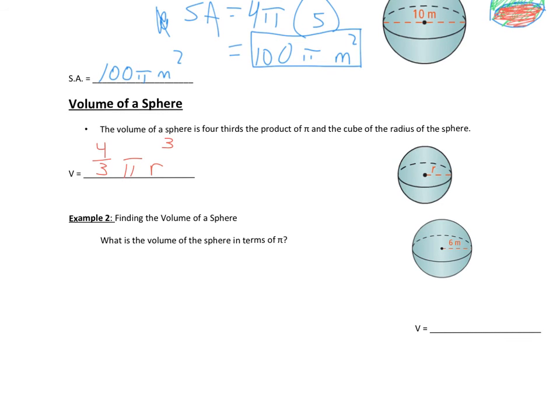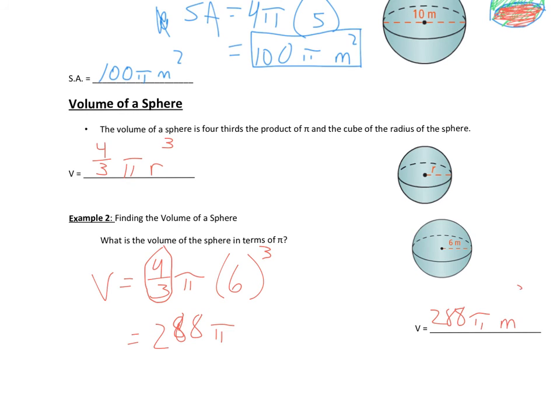The question is, find the volume of the sphere in terms of pi. Volume is simply 4/3 times pi times the radius, which in this case is 6 to the third power. Because this fraction is something students sometimes have a hard time dealing with, think of it as multiplying by 4 and dividing by 3. You could do 6 to the third power in your calculator, multiply that by 4, and then divide by 3. Either way, you would get 288 times pi. So that would be 288 pi meters cubed.